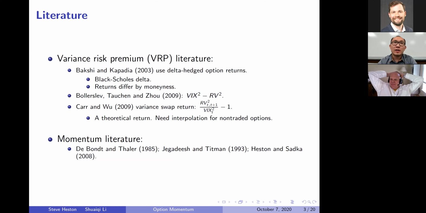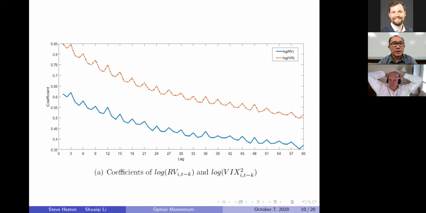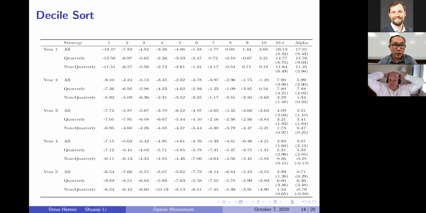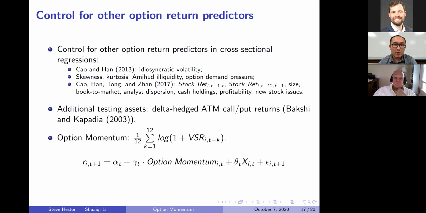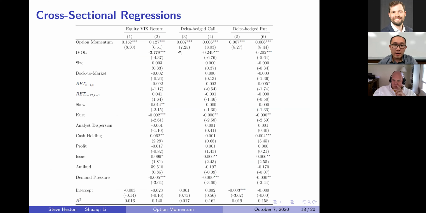The correlation, I forgot the exact number, but it is high, around 0.8, I guess. And when I use the delta hedged option return as a robustness check, you can see in this table, the coefficient estimates have similar t-stats for option momentum and the other predictors. So on average, I would say they tend to capture similar information about the variance risk premium.